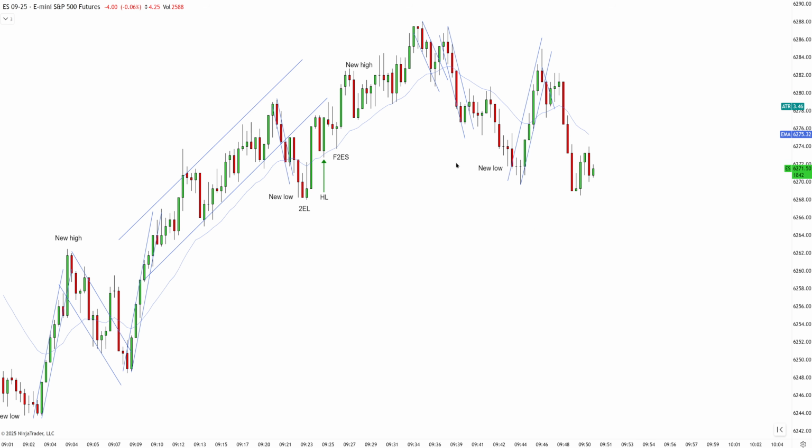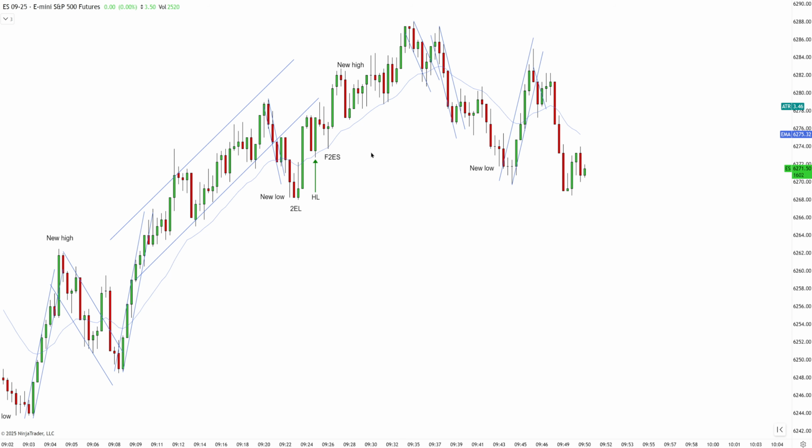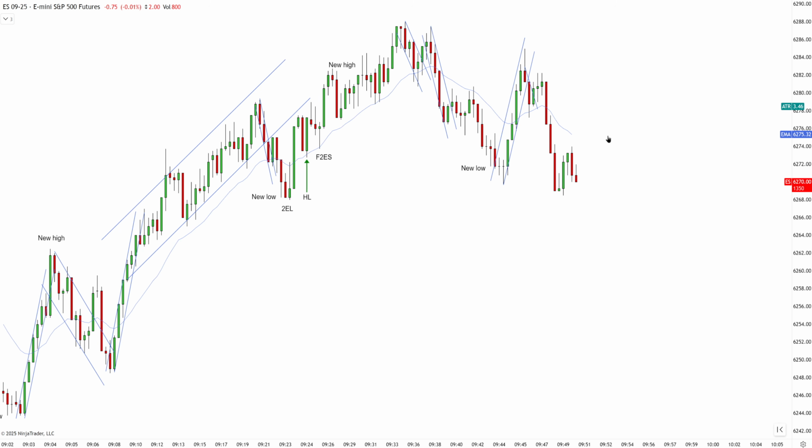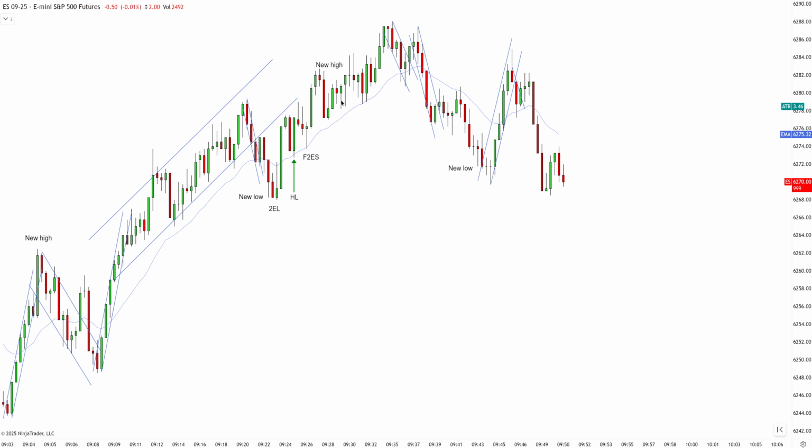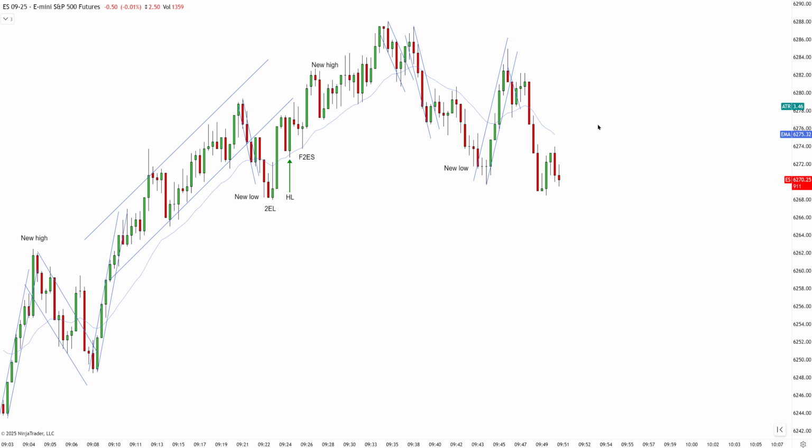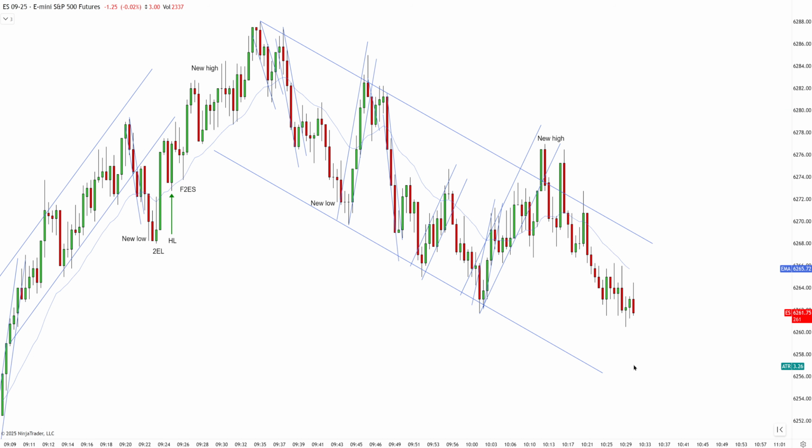The structure right now is quite choppy, quite all over the place. I cannot really find a good pattern. So this is a waiting area for me, an area of development. I want something established, so I'm just waiting for more information. We're going sideways, it's whipsawing up and down. So I'll wait for some better structure to develop.